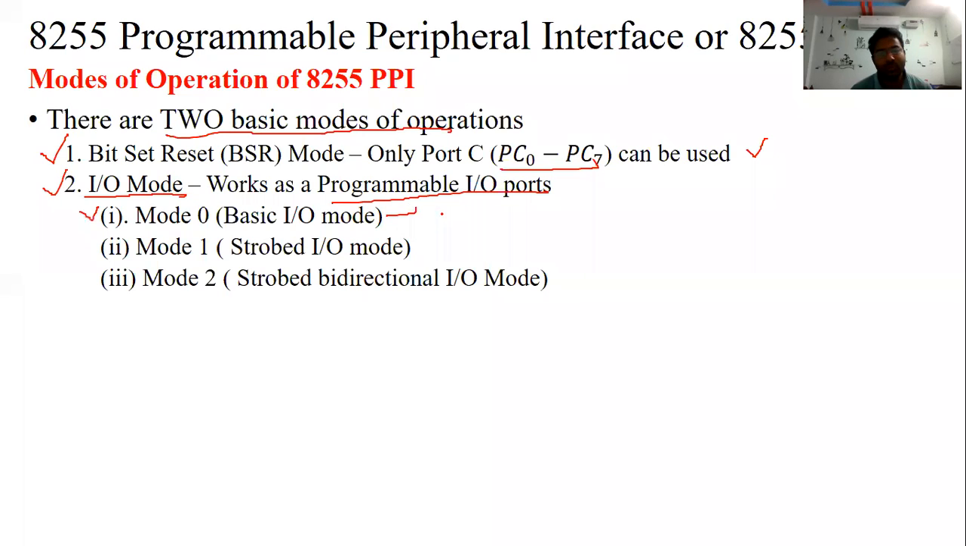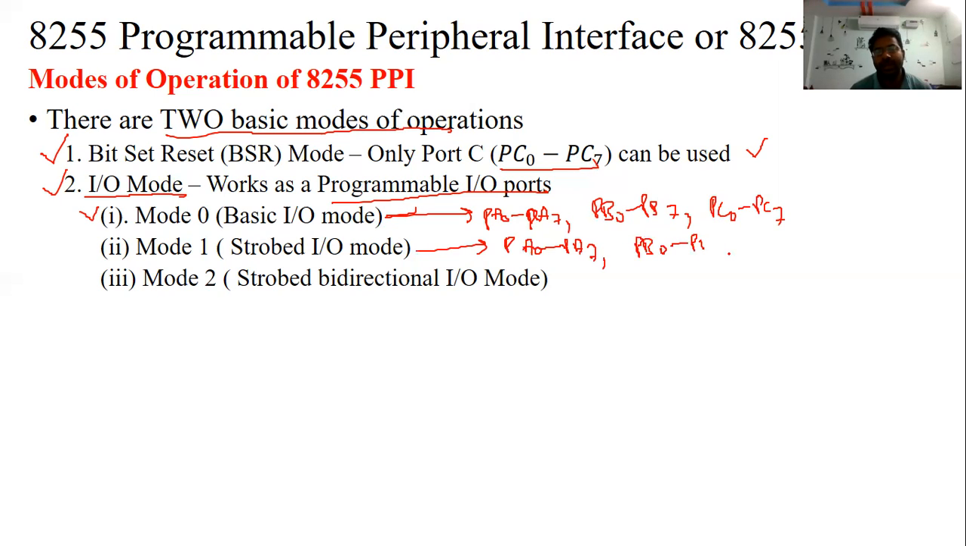In this mode, PA0 to PA7, then PB0 to PB7, and PC0 to PC7 will work. Then mode 1, nothing but you can also call it a strobed input output mode. In this mode only PA0 to PA7 and PB0 to PB7 work. Then mode 2, strobed bidirectional. In this mode only PA0 to PA7 port works.